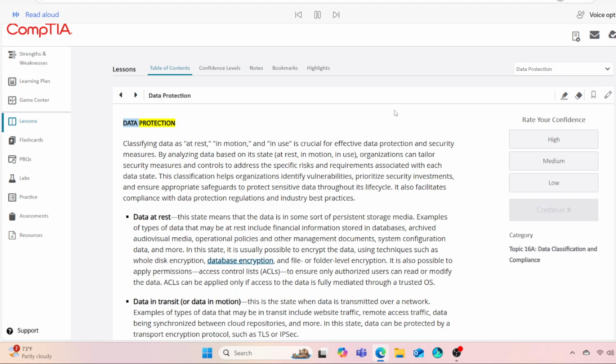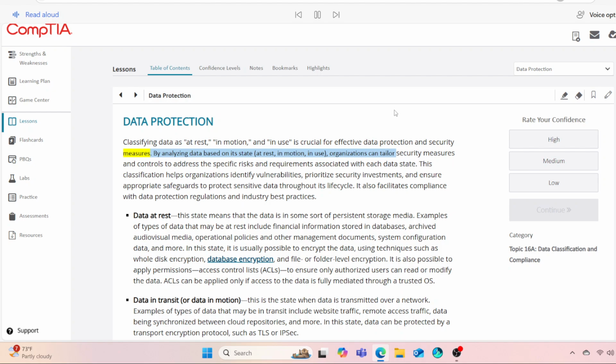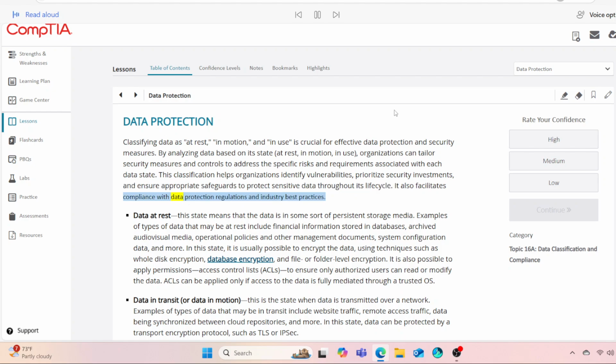Data protection. Classifying data as at rest, in motion, and in use is crucial for effective data protection and security measures. By analyzing data based on its state, organizations can tailor security measures and controls to address the specific risks and requirements associated with each data state. This classification helps organizations identify vulnerabilities, prioritize security investments, and ensure appropriate safeguards to protect sensitive data throughout its lifecycle. It also facilitates compliance with data protection regulations and industry best practices.